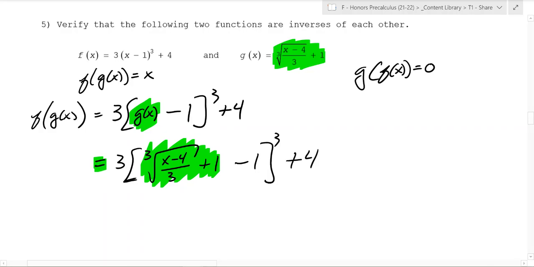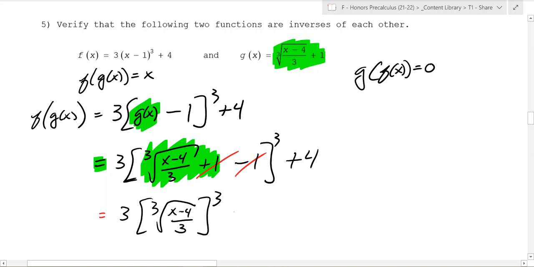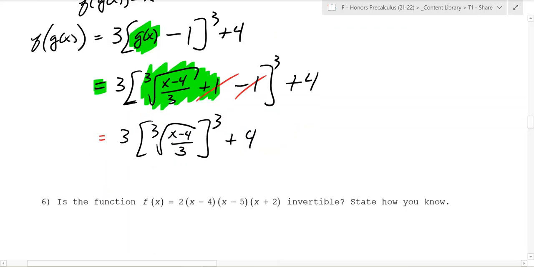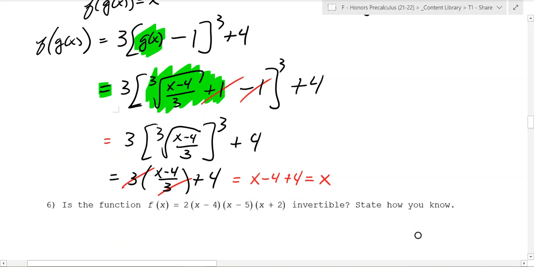Well, the nice thing that happens here is this cancels, and then you end up with 3 times the cube root of x minus 4 over 3 cubed. When you cube something that's cube rooted, they go away. It's like squaring a square root. So this is just going to be 3 times x minus 4 over 3 plus 4. What cancels here? The 3's cancel. So you end up with x minus 4 plus 4 is equal to x. So that's the first direction.